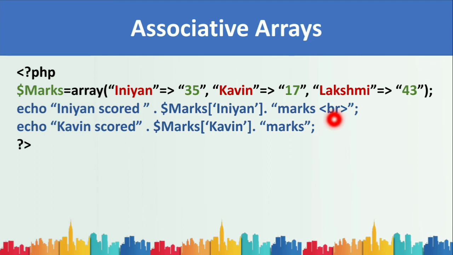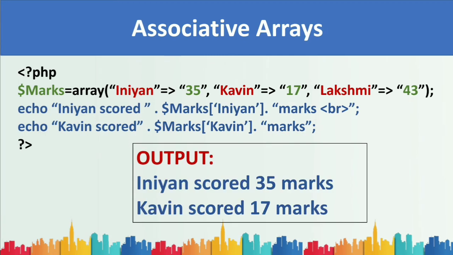And the BR tag means break the line. In the next line, you have to write the next echo statement's value, that is Kavin scored. Marks of Kavin, what is marks of Kavin? It is 17. So in this entire place you have to write 17, then marks. So now look at the output. Inian scored 35 marks. In the next line we have used the break tag. So we have to write in the next line Kavin scored 17 marks. So it is from this second echo line. So that's it. It is very simple and easy.